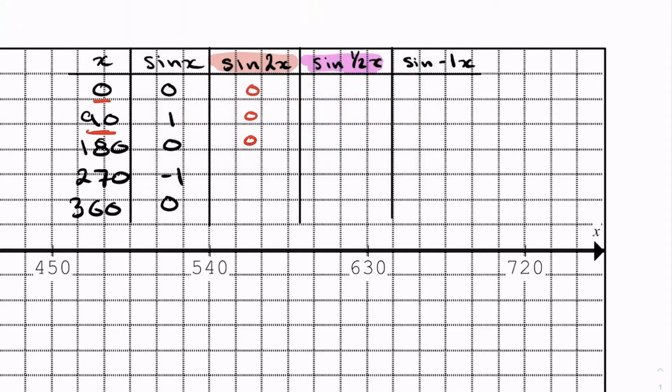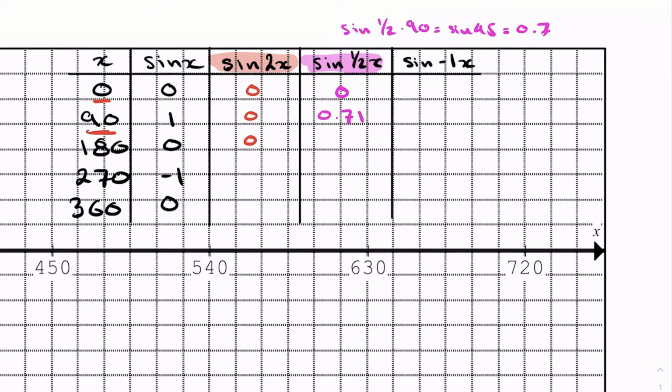And we will use a pink color. So sine of 1/2 of 0 is going to be 0. Sine of 1/2 times 90 is going to be sine of 45, which if you go on your calculator, you could probably do that. Let me do it here. Sine 45 will be 0.7. That's an estimate, 0.71 if you want.